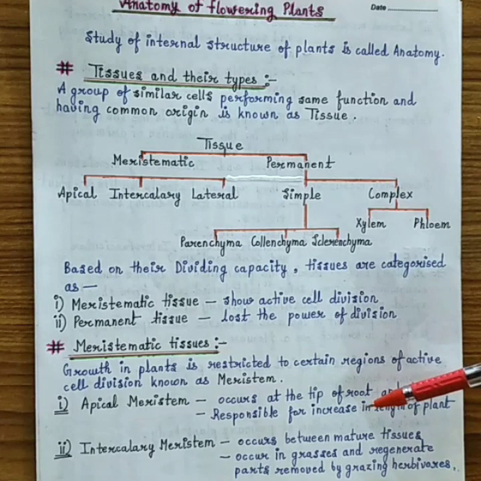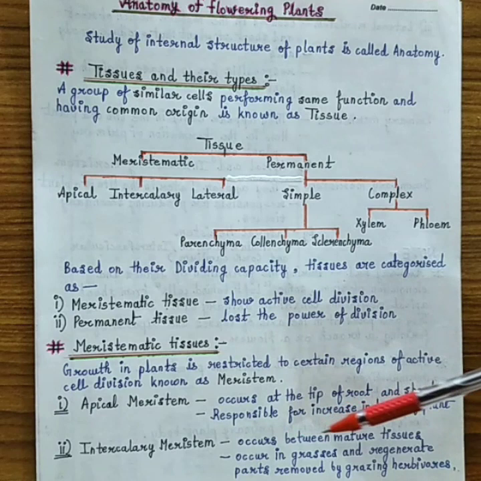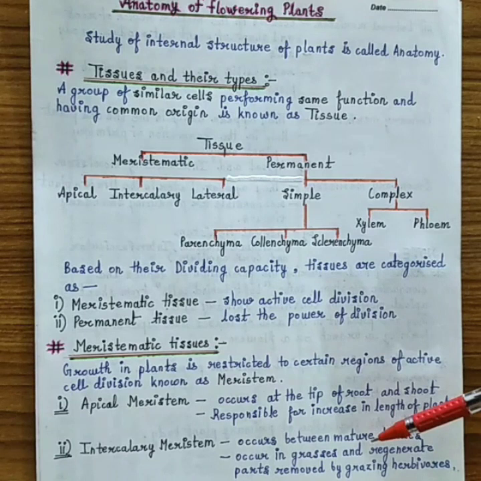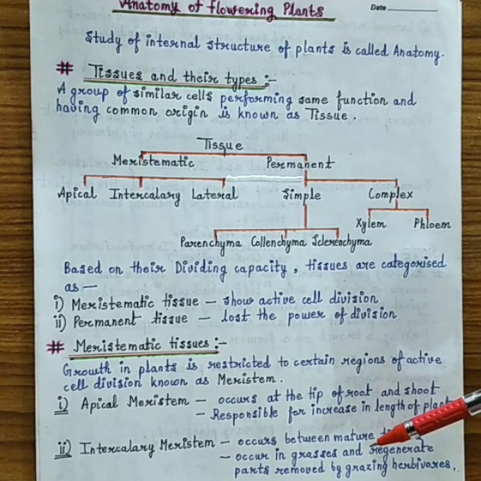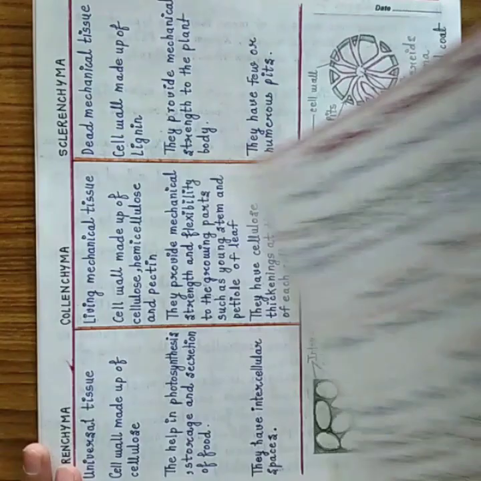I'm repeating, they are present at the tip of stem and root, and they are responsible for the increase in the length of the plant body. Whereas intercalary meristem occurs between mature tissues, or you can say they are present at the internodes or at the base of the leaf, and they occur in grasses. They regenerate the parts removed by grazing herbivores. This is the basic function of intercalary meristem.